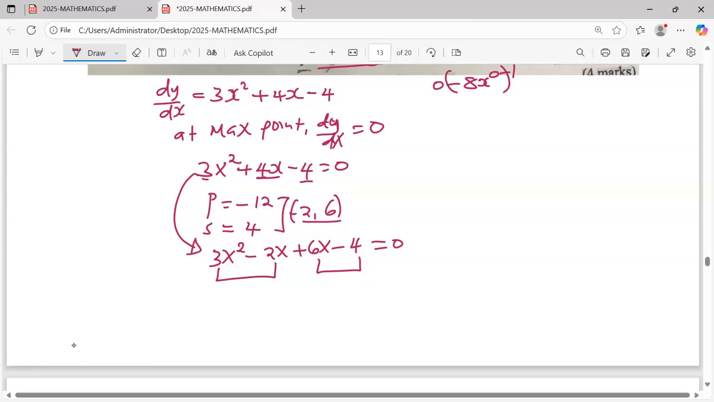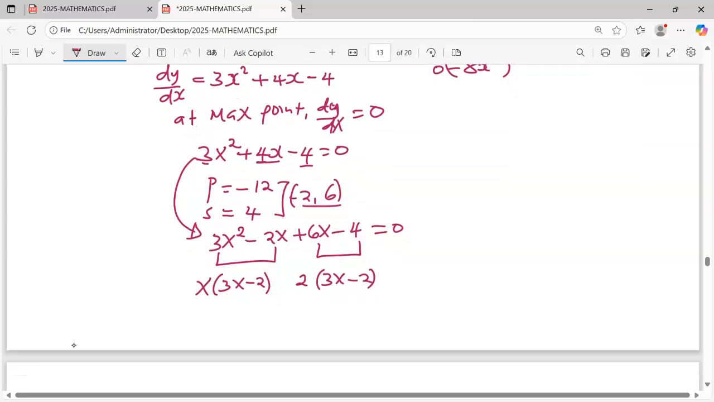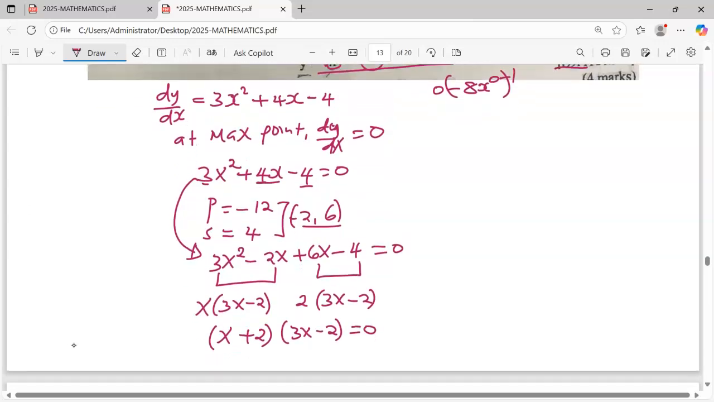In 3x squared minus 2x, x is common, and we have 3x minus 2. This is the same bracket we are going to get here, 3x minus 2. Then the common factor between 6x and minus 4 will be positive 2. Once we have done that, we can bring together the two terms that are outside the brackets, that is x plus 2, and we pick one of the brackets, 3x minus 2, and equate this to 0.